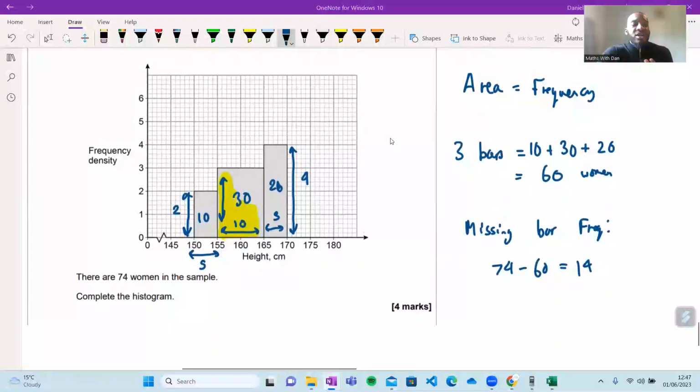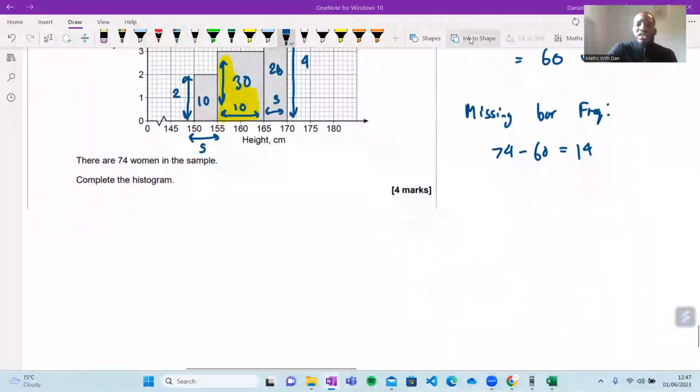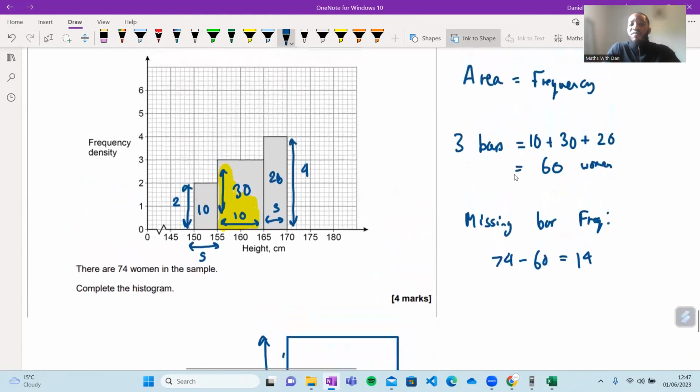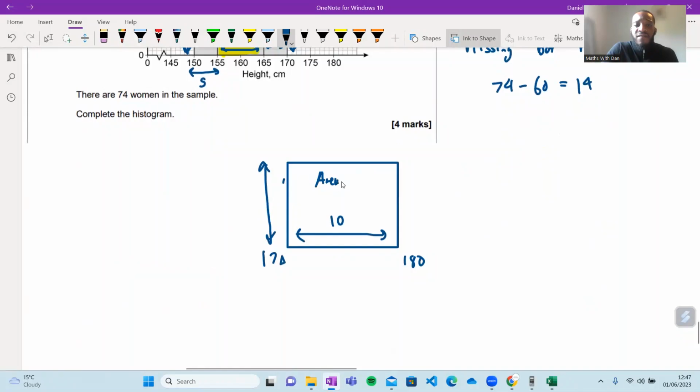Now remember, we're trying to fill in the histogram. They've told us what the width is of that bar. So I'm going to draw this here, like this. Okay, perfect. Now we can see that it goes from 170 to 180, so the base of it is 10. We don't know the frequency density, or in other words, the height, but we calculated that the frequency is 14. Now remember from the very beginning, the area represents the frequency. So therefore, the area of this is 14.